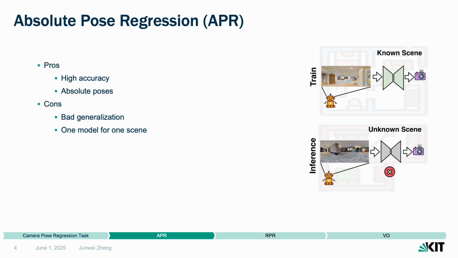There are three commonly used paradigms for this task. The first one is absolute pose regression, APR for short. In this paradigm, we need to collect a lot of training images and train a specific model for this specific scene. Since the model only learns the scene-specific features, it cannot be used in other unknown environments. Therefore, APR requires training one model for one scene with bad generalization.